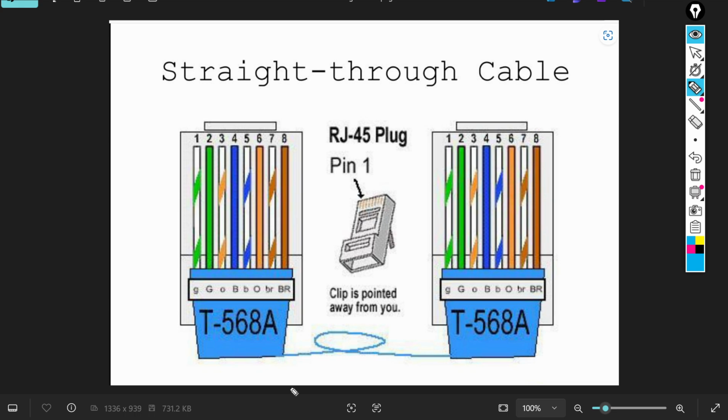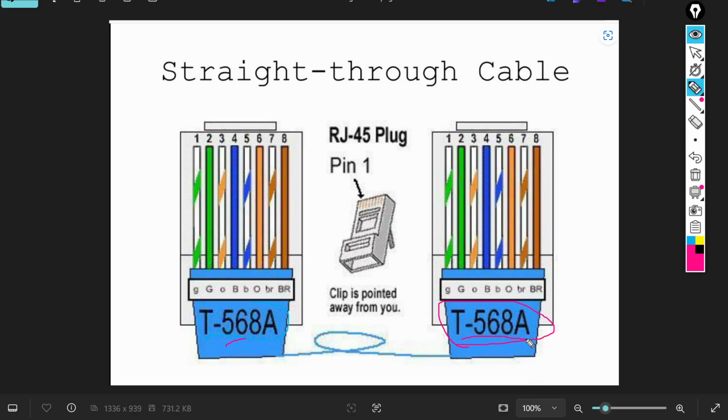So straight cable means one end is 568A order and the other end is also the same order. That is a straight cable. Cross cable means we will use 568A order on one side and 568B order on the opposite side. This is the difference between straight cable and cross cable.